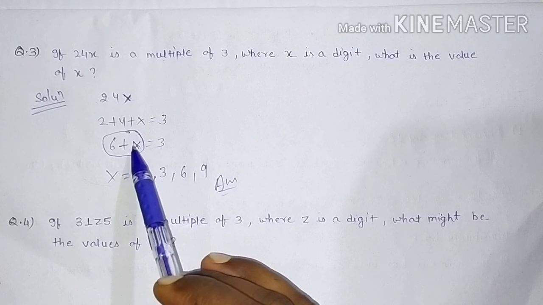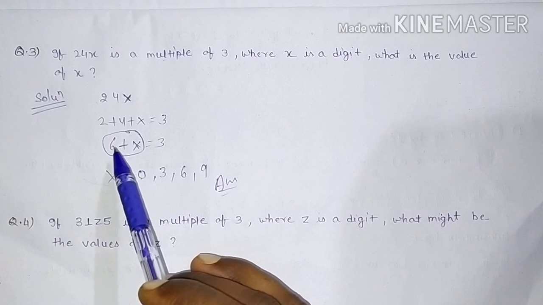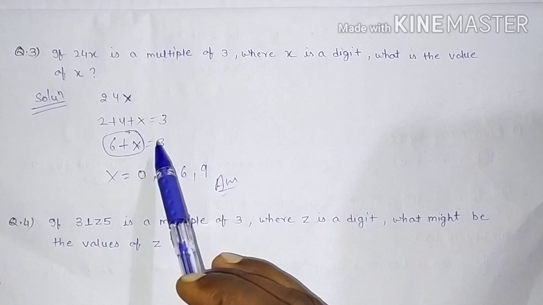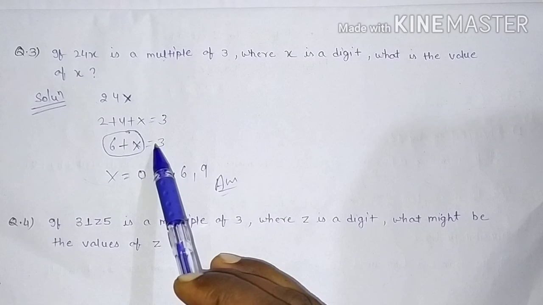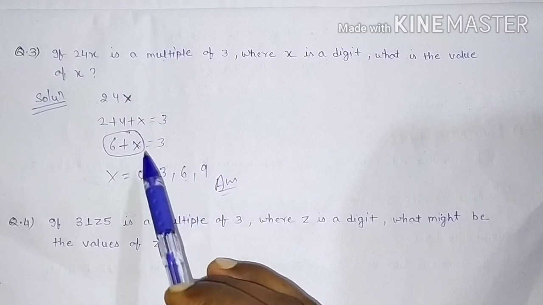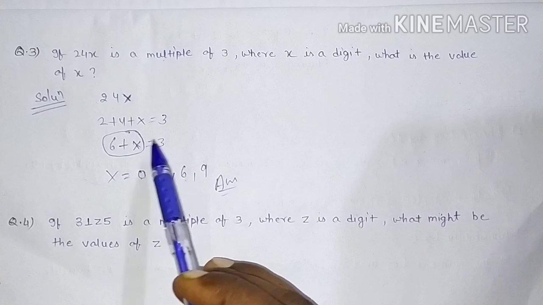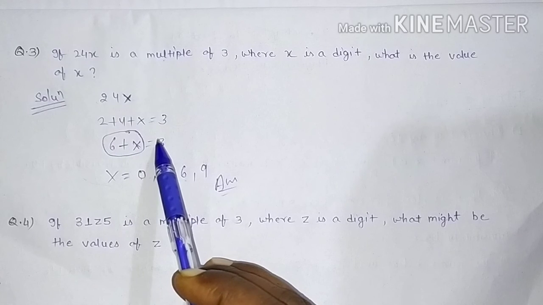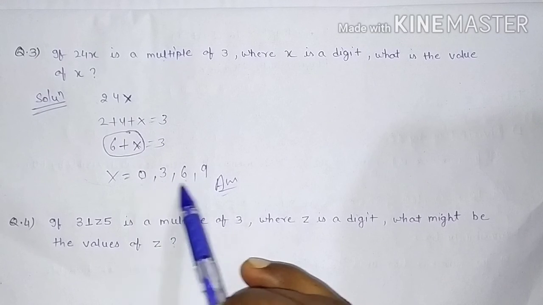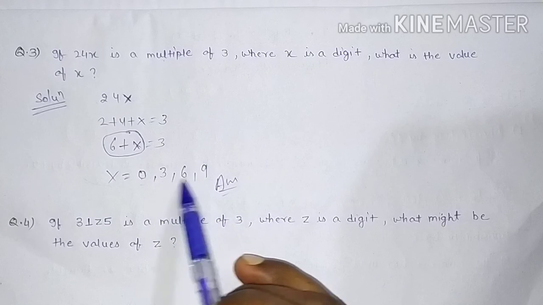Now again take 6 in the place of x. So 6 plus 6 is 12, and 12 is also a multiple of 3. So 6 is also the answer. And now take 9. So 9 plus 6 is 15, and 15 is also a multiple of 3. So 9 is also an answer. These are the values of x here.